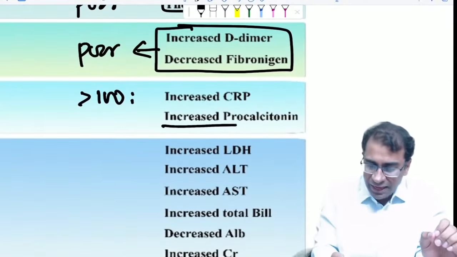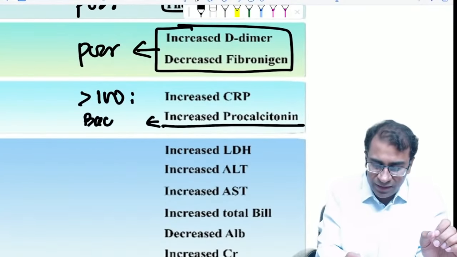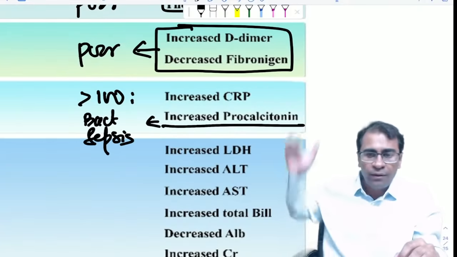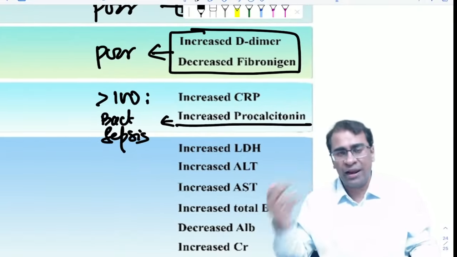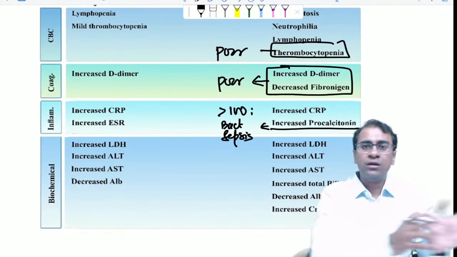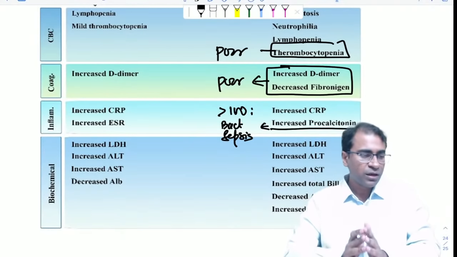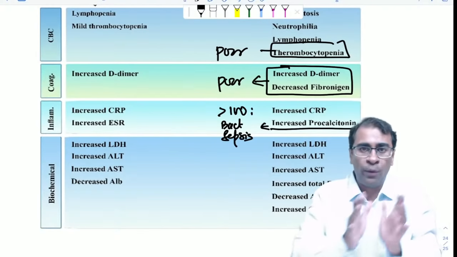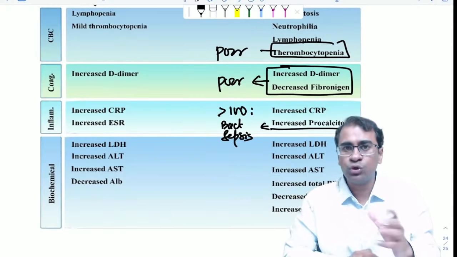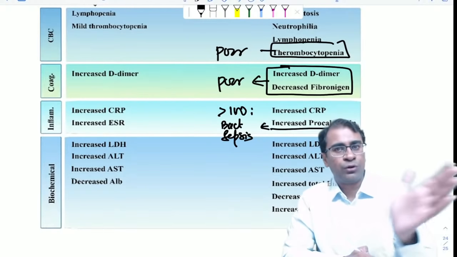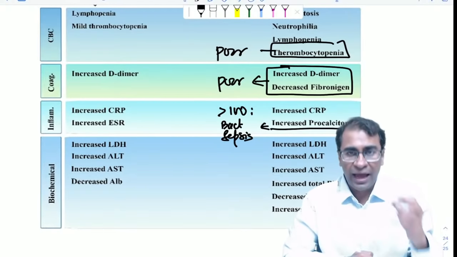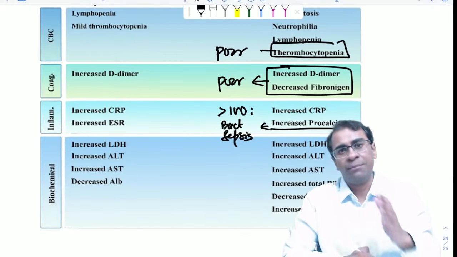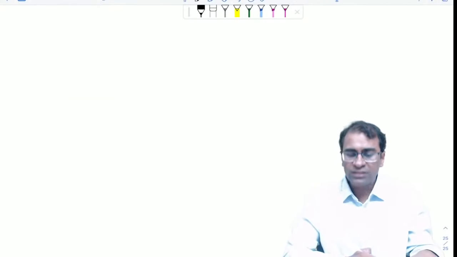Similarly, increased procal talks about bacterial sepsis or pneumonias. And the other markers are again the same. You can do the biochemical analysis to look for the patient going into the cytokine storm also. Yes, carditis is definitely a finding you expect in COVID-19 infections. Patients have been shown to have ventricular tachycardias after getting into the ICUs. And how do you look into it? You do the CK, you do the CKMB, and look for the pro-BNP levels also.